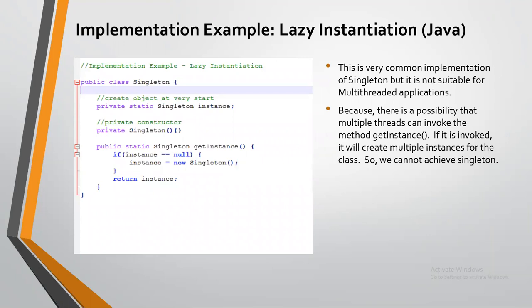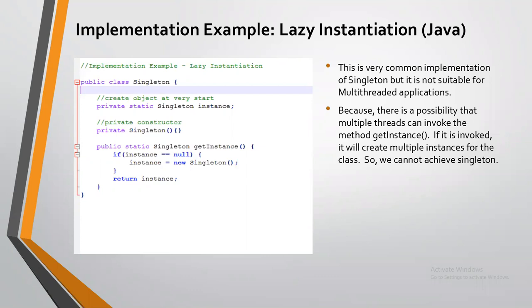So this is the implementation of lazy instantiation. In this slide, we will see how to implement lazy instantiation, and I have also given an implementation example for this method. In this lazy instantiation method, it will create the instance when it is required. This lazy instantiation method is also a very common implementation of singleton, but it is not suitable for multi-threaded applications.